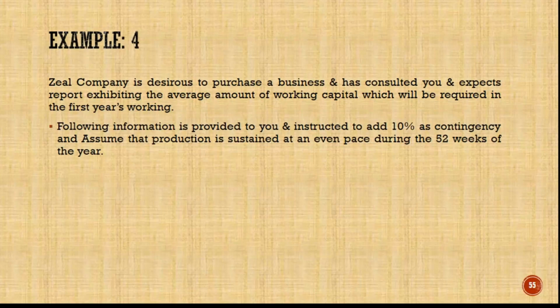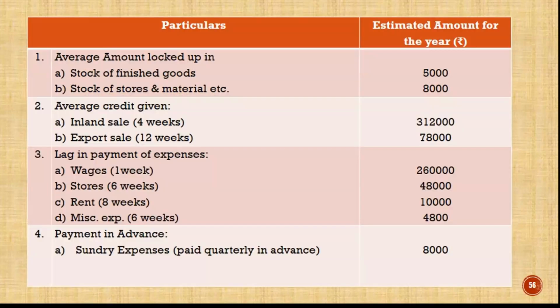Here you can see some differences in the information. That is 10% contingency. Here we have to add it, and the next information is concerned with the weeks, 52 weeks of the year they have given here. So that means we have to consider weeks for calculating various requirements of the current asset and current liability. So next information they have provided is this. You can see here the information provided is something different.